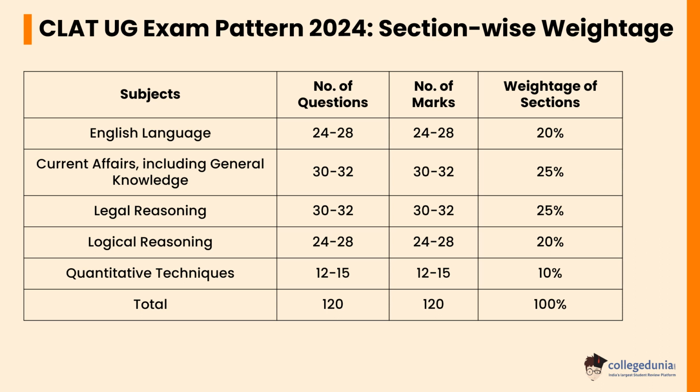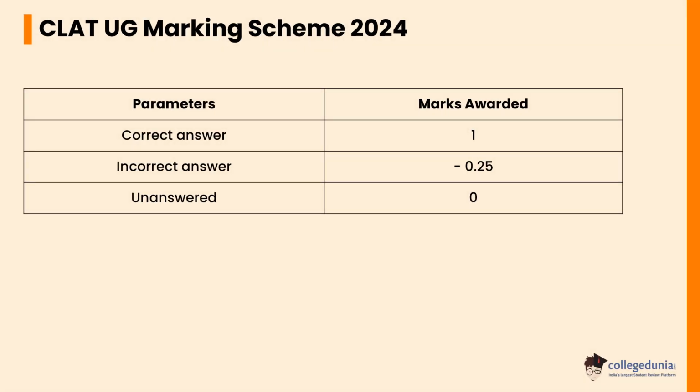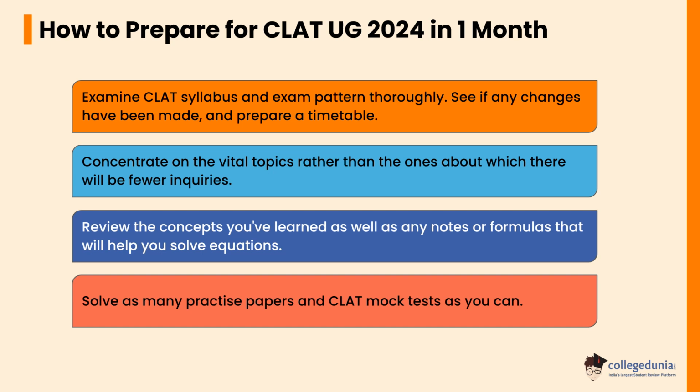Let's check the CLAT UG marking scheme 2024. For every correct answer, 1 mark will be awarded. For every incorrect answer, minus 0.25 marks will be deducted. For unanswered, you will get 0 marks. Let's check how to prepare for CLAT UG 2024 in 1 month.